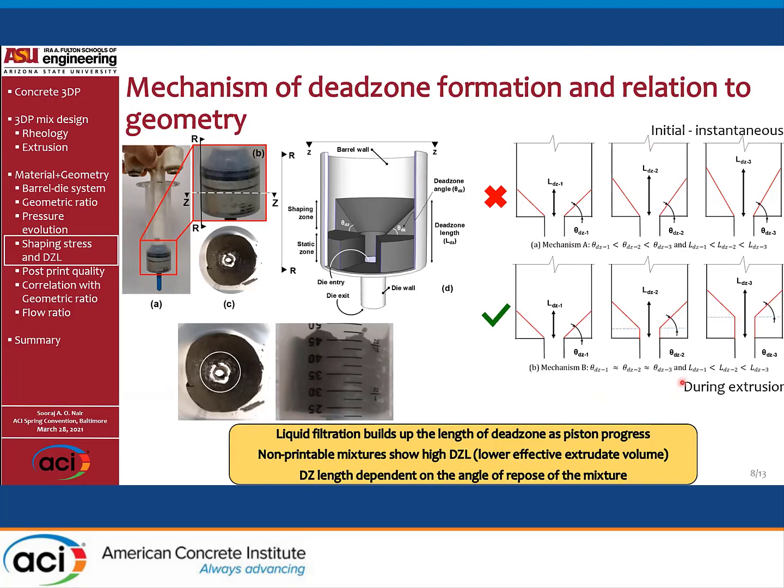So during extrusion, if a material is susceptible to liquid filtration, you'll see more and more linear build-up of the material happen. Plus, the material will have an angular region which is dependent on the angle because of the particular mixture that we are using. So the non-printable mixes generally show a very high dead zone length, especially with progressing extruder ram.